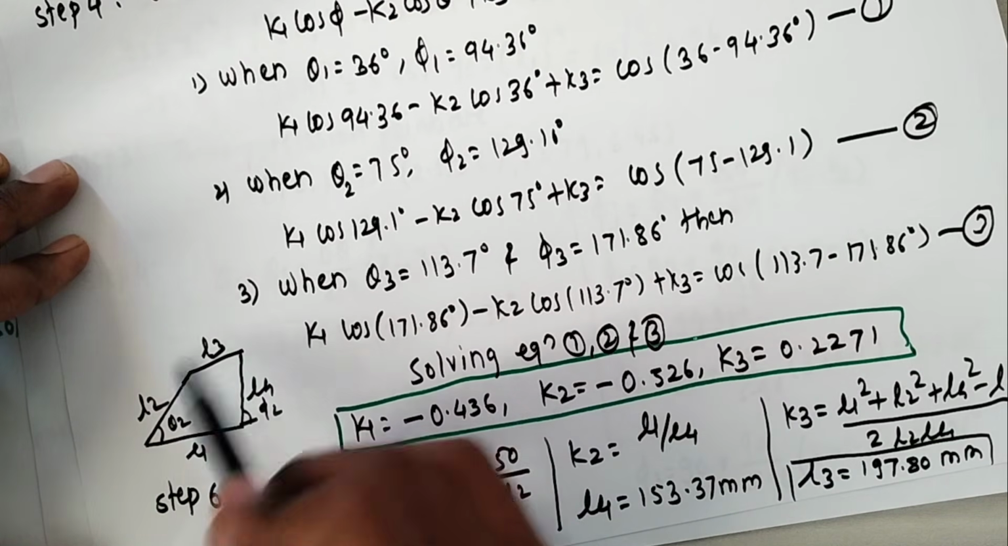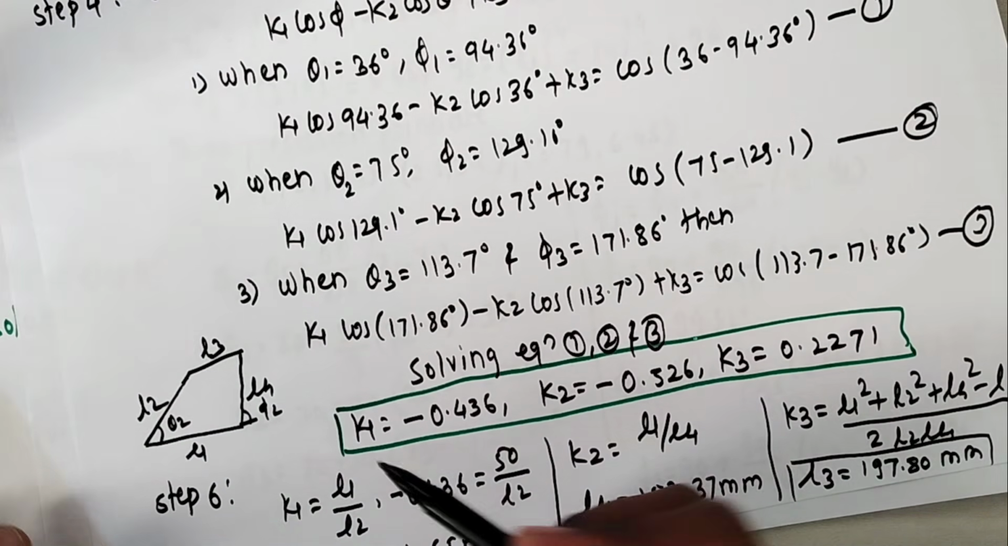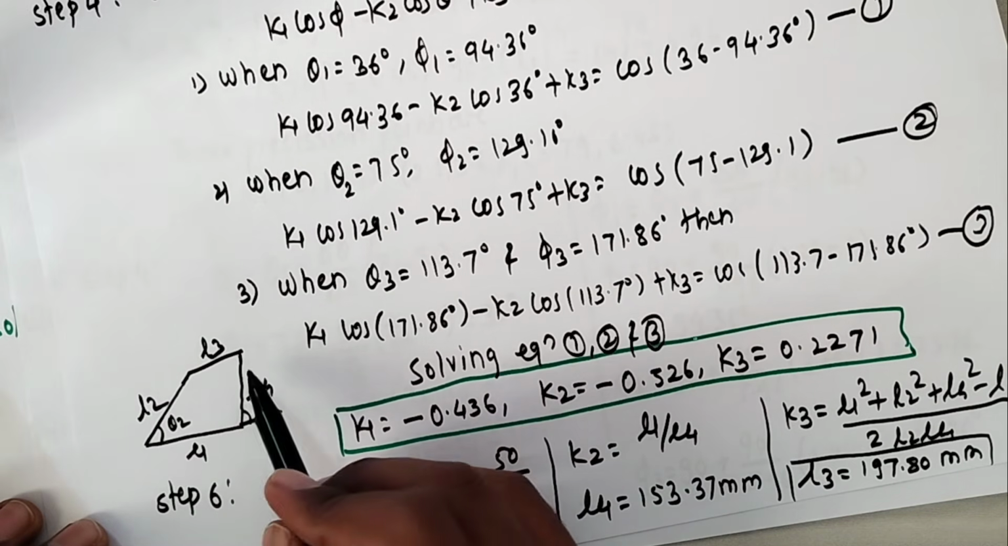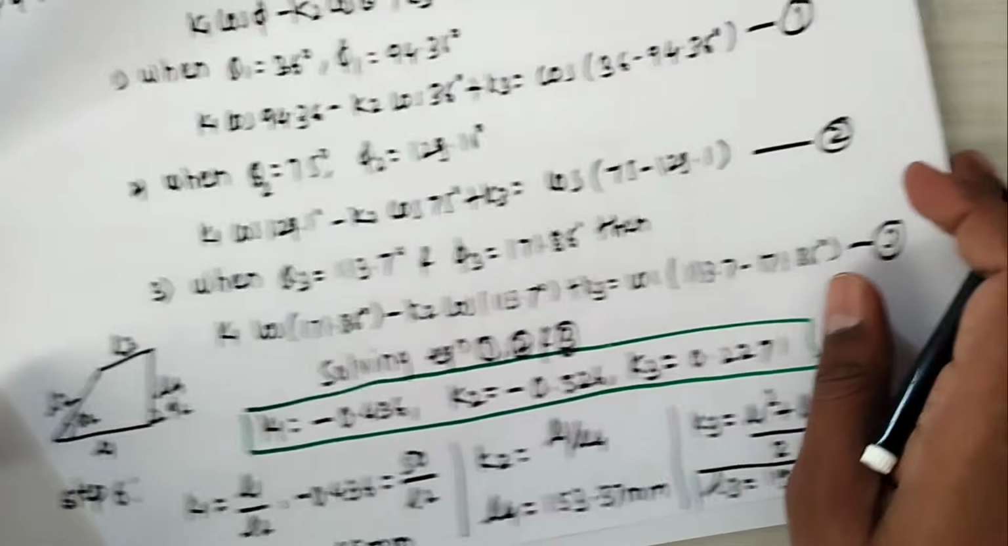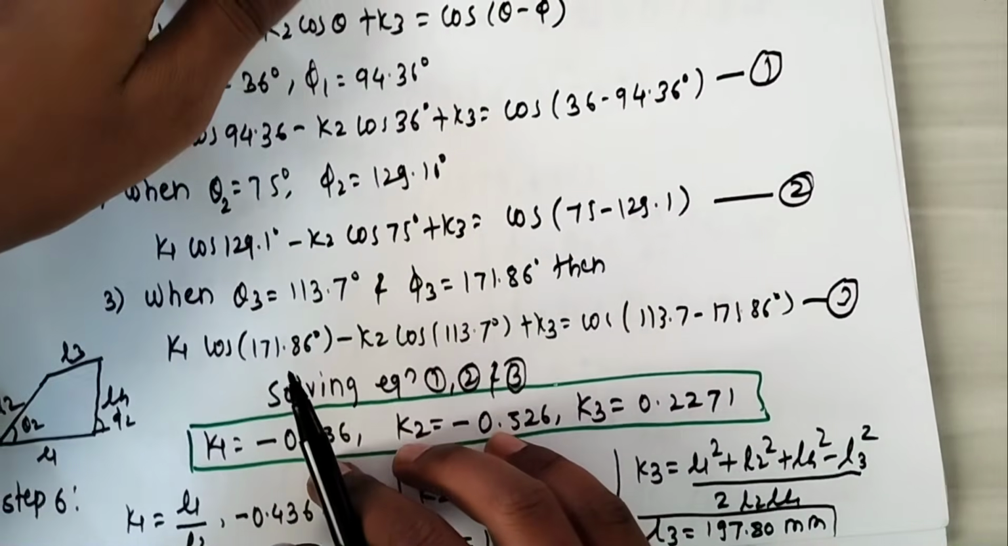So in addition to solving by the analytical way, sometimes they ask you to sketch the arrangement. So you can draw it by using a scale if asked. This is our complete procedure of dimensional synthesis by the analytical approach using Freudenstein's equation.